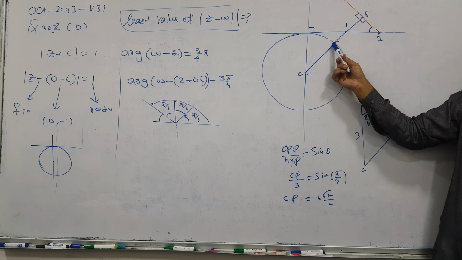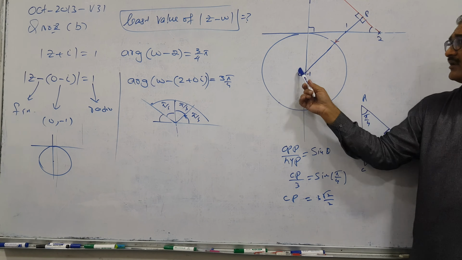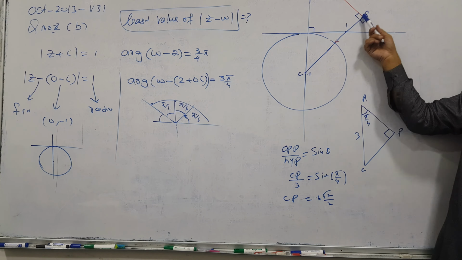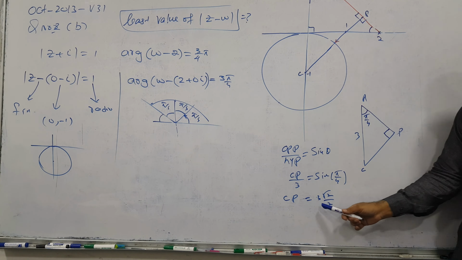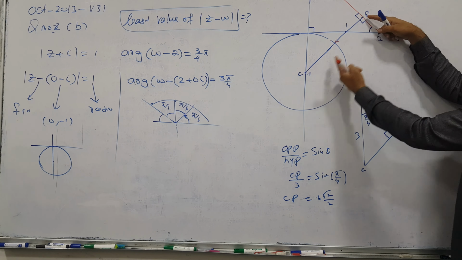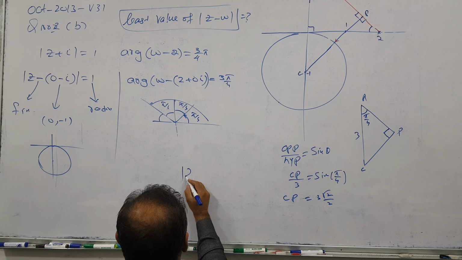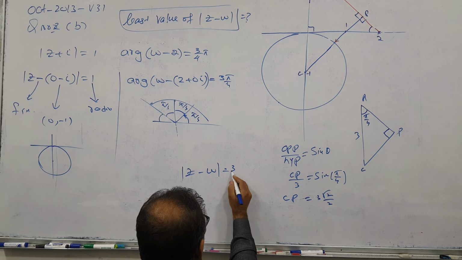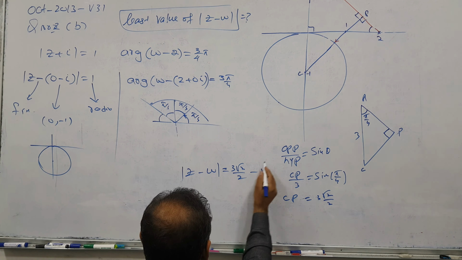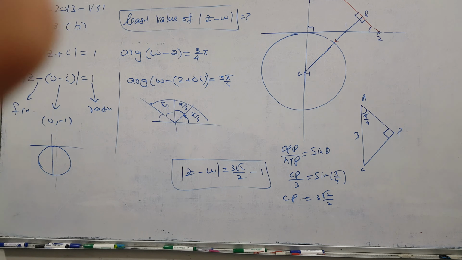My question is from here. What is from here till here? 1. So what is here? 1. But I don't want this one. I want this one. So it's 3 root 2 by 2. This is the full answer. So leave 1. And my answer is coming. For this, modulus Z minus W is 3 root 2 by 2 minus 1. Over. Finish. Stop please. And now discuss.